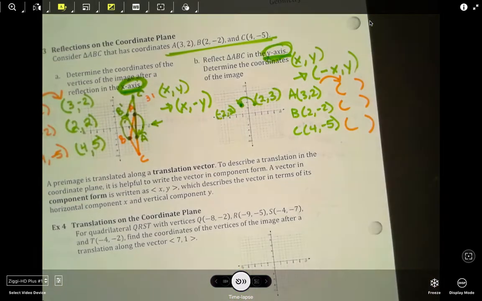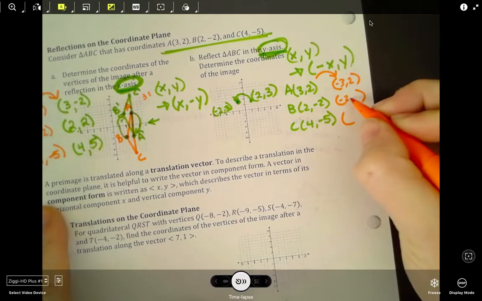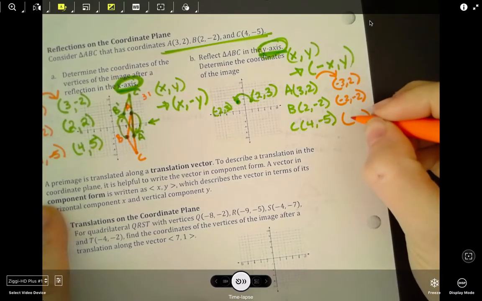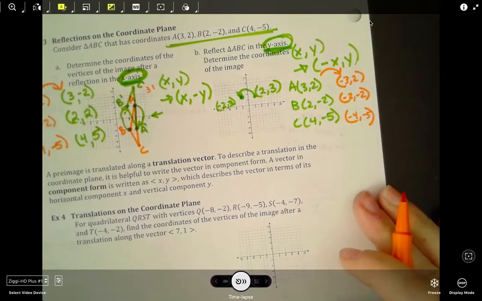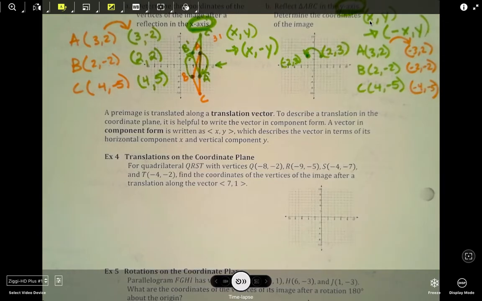Okay, so what's my new A coordinate going to be at? What's A prime located at? Negative 3, 2. B is at negative 2, negative 2. And C is at negative 4, negative 5. Perfect. Okay? Good, makes sense. The opposite one becomes negative.